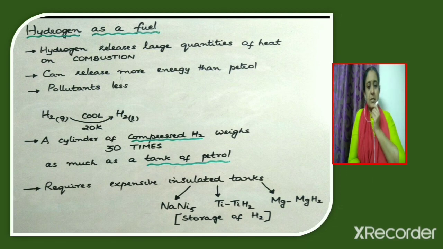It is found that a cylinder of compressed hydrogen weighs about 30 times as much as a tank of petrol. So if hydrogen has to be used as a fuel, it requires expensive insulated tanks. The tanks may be made of the following alloys: NaNi5, titanium hydride, magnesium hydride. So these tanks may be used for the storage of hydrogen.